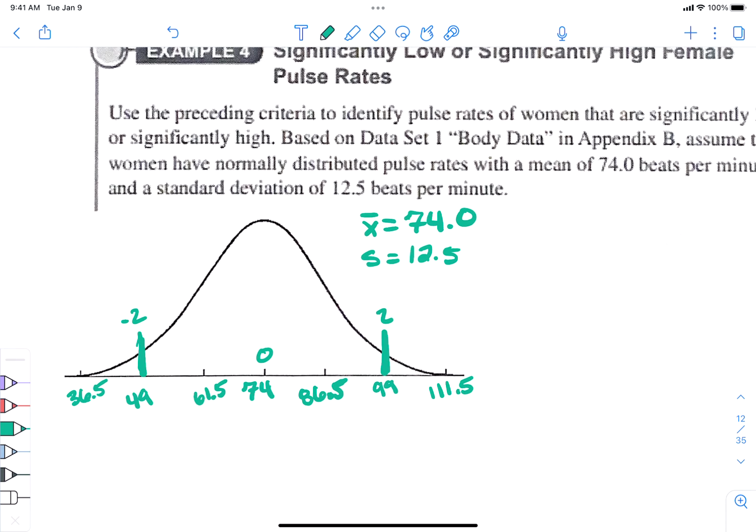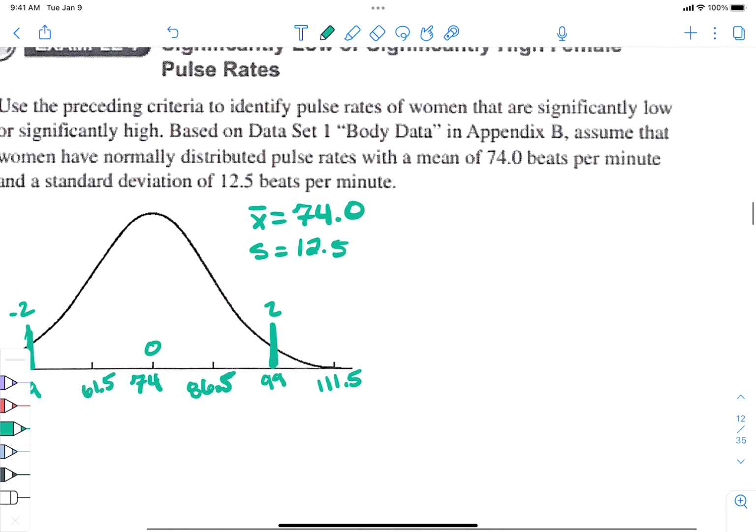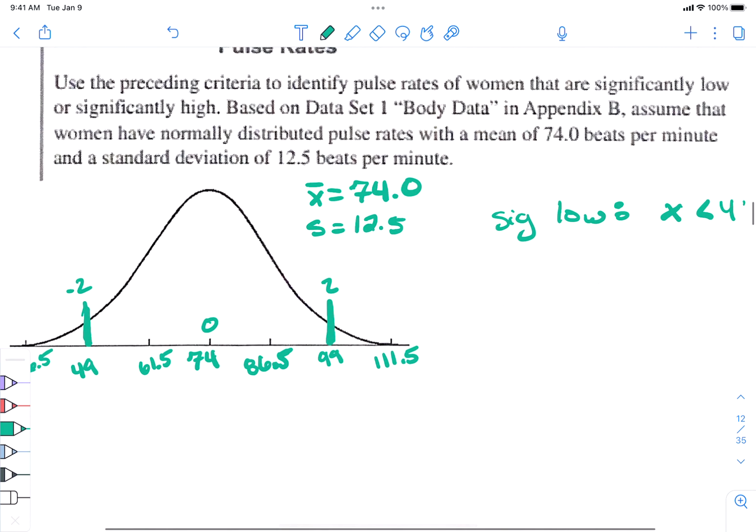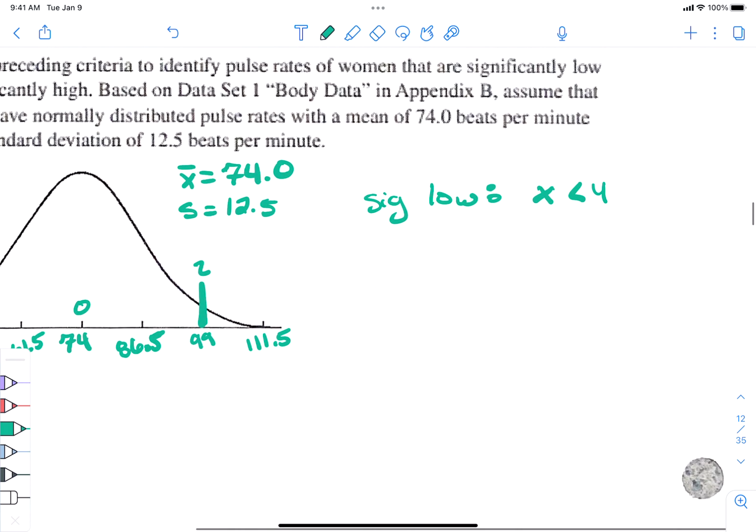So, what's considered to be a significantly low pulse rate? 49 or lower, less than 49. Significantly low is X's that are less than 49. Is it less than or equal to, or just less than? Just less than. If you're on 49 exactly, you're not technically significantly low yet. Significantly high is anybody that is above 99.